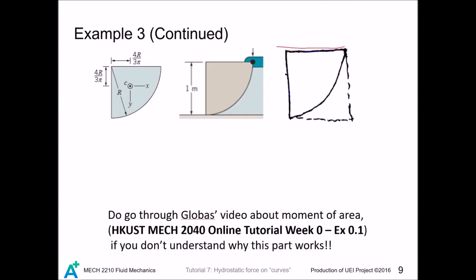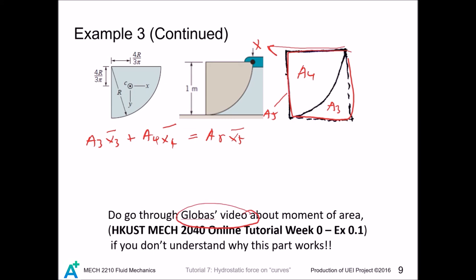If we set this as our x direction, and we label this as A3, A4, and the whole square as A5, then we have the formula A3 x3 bar plus A4 x4 bar equals A5 x5 bar. If you don't know about this formula, you should go to Global's video and he will talk about where this formula comes from.